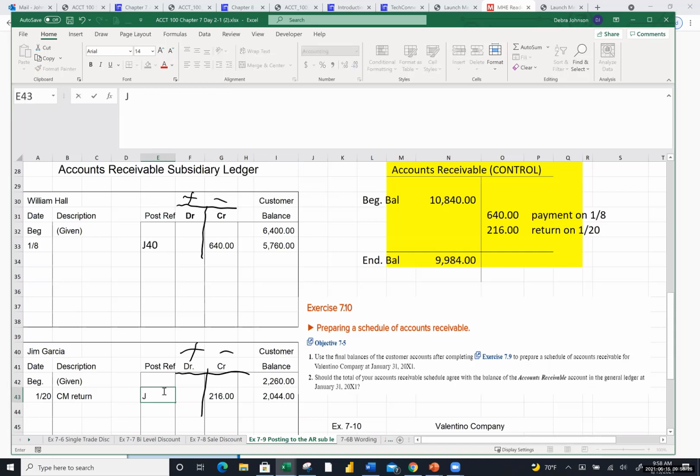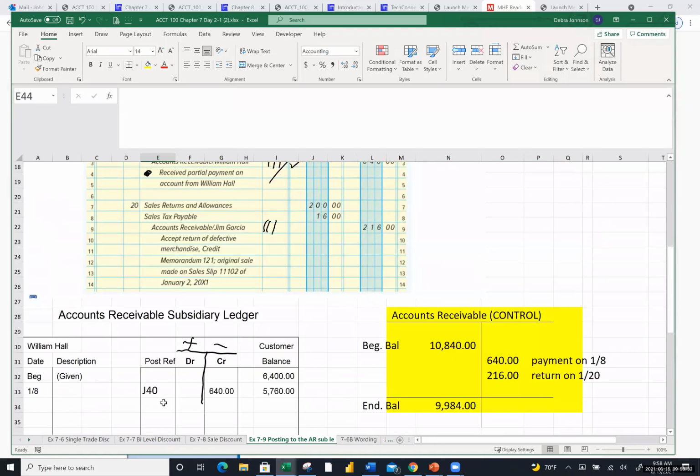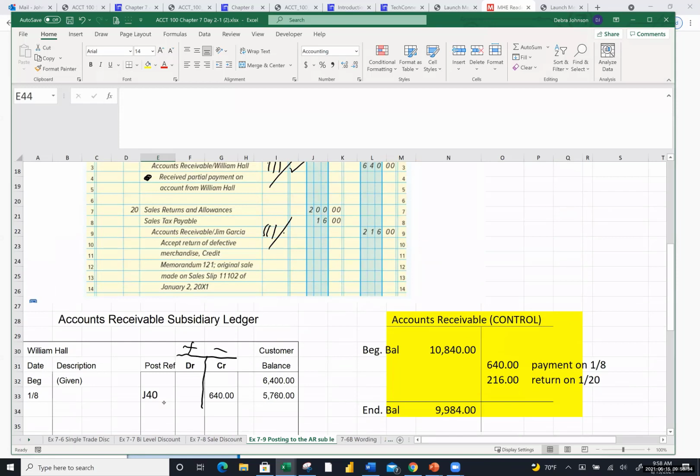This came from the journal, page 40. And back up on my journal, I'm going to show that not only did I update the controlling account, that's what that account number is for, but the check mark indicates that I've updated the subsidiary ledger. And you might want to write that in for your notes. A check mark equals an update to the subsidiary ledger.